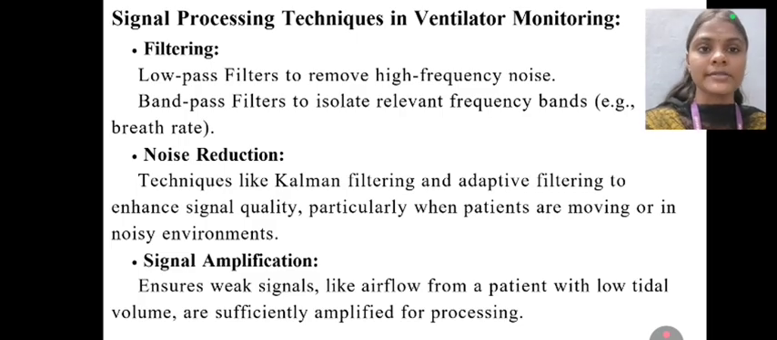Signal processing techniques. The ventilator monitoring system does signal processing through three kinds of techniques: filtering, noise reduction, and signal amplification. The filtering is done by low pass filters and band pass filters, which are used to remove the high frequency noise and isolate the relevant frequency. And noise reduction techniques like Kalman filtering and adaptive filtering enhance the signal quality, particularly when the patients are moving or in noisy environments. Then the signal amplification ensures the weak signals are sufficiently amplified for processing.